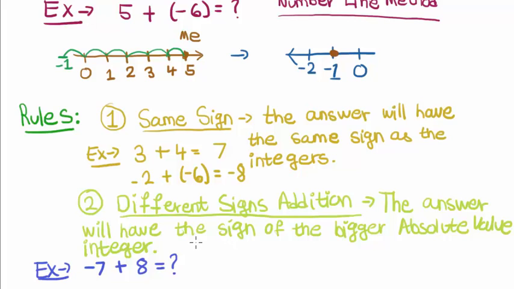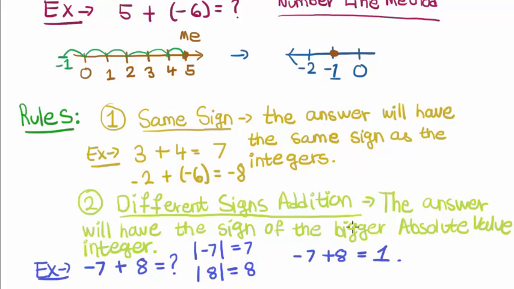So, the absolute value of negative 7 is 7. On the other hand, the absolute value of 8 is 8. Since 8 is bigger than 7, the answer will have the same sign as the 8 in the problem. And since the sign in front of the 8 is a positive, the answer will have a positive sign. So we know that negative 7 plus 8 will give us positive 1. So far you should be comfortable with adding integers in the single digits.